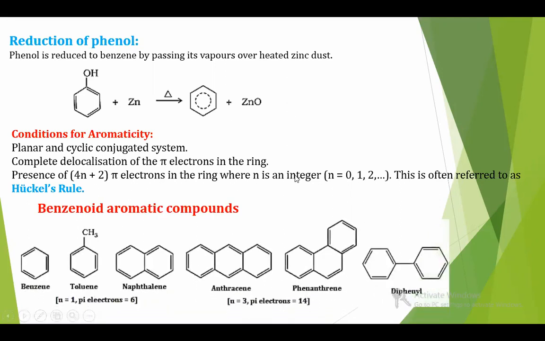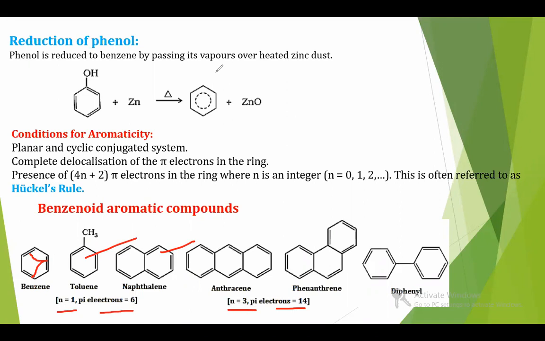We were discussing this earlier: benzene, toluene, naphthalene. You can see that they follow 4n plus 2 electrons. Here 2 plus 2 plus 2, 6 electrons. That is the number of pi electrons. This follows n equal to 1, pi electrons is 6. N equal to 3, pi electrons is 14, so a 7 double bond system, 7 pairs of pi electrons.